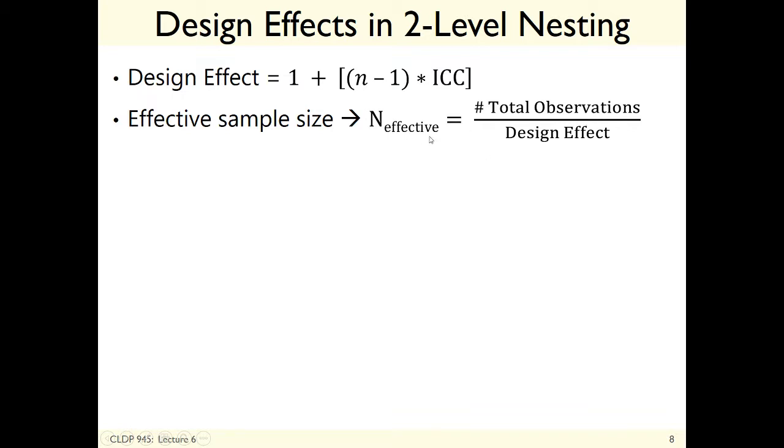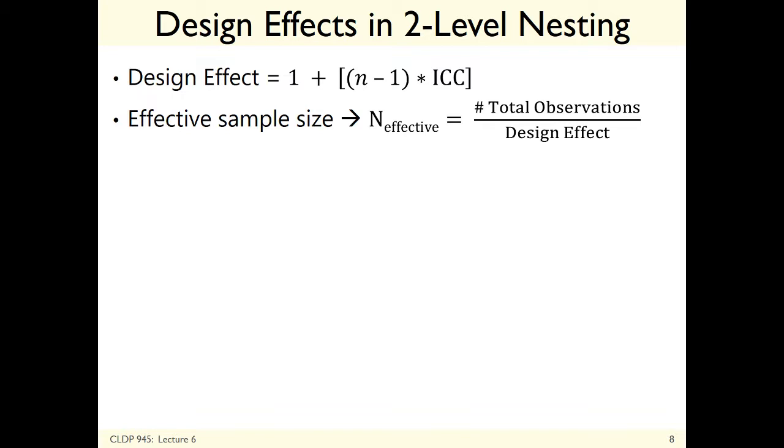So N effective is the real amount of sample size you have in terms of your power. It's the number of total observations that you have divided by the design effect. So best case scenario, if you have one person per group, meaning you don't have clustered data, or you have an intraclass correlation of 0, then your design effect is going to be 1, and the number of total observations you have is the same thing as the amount of effective observations you have.